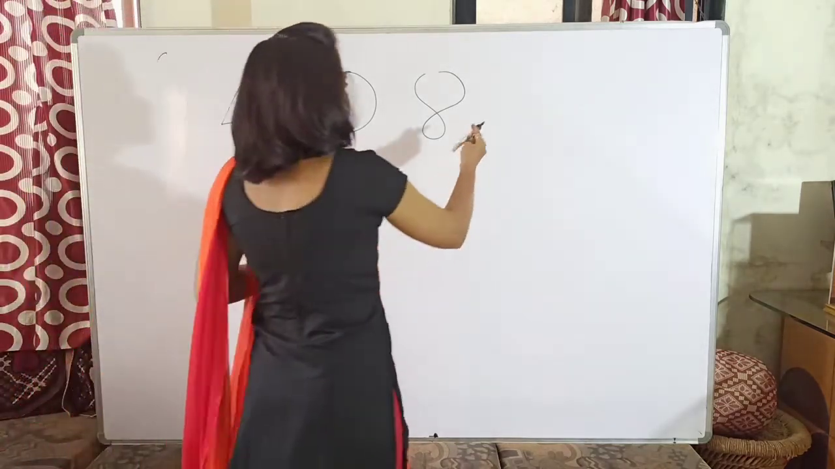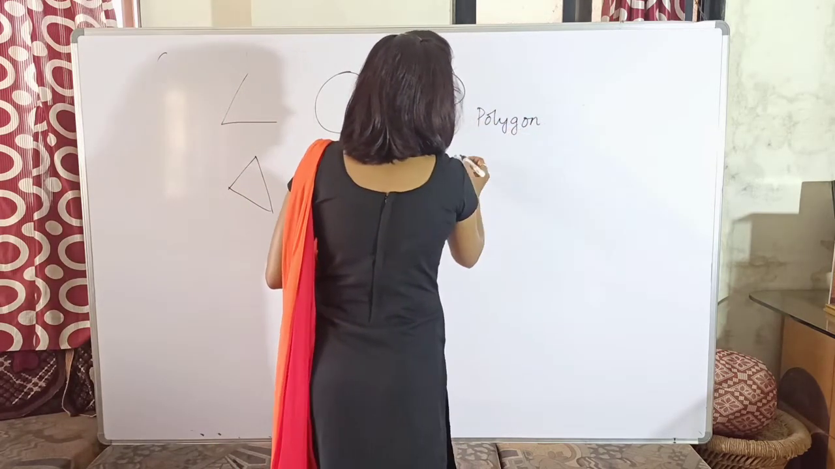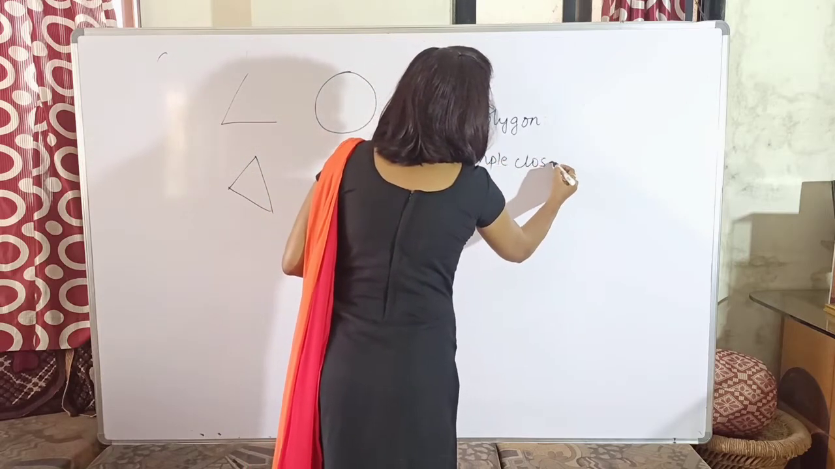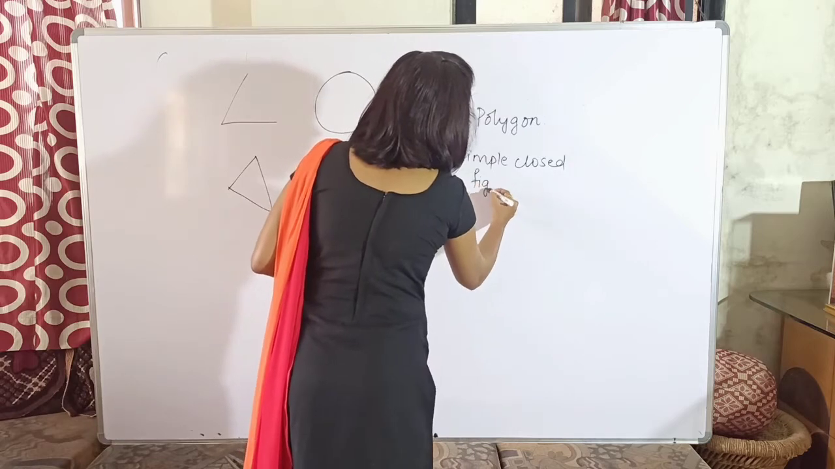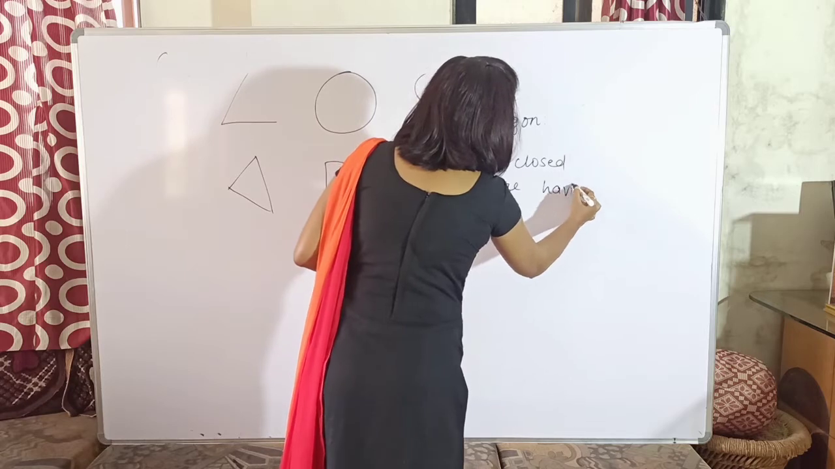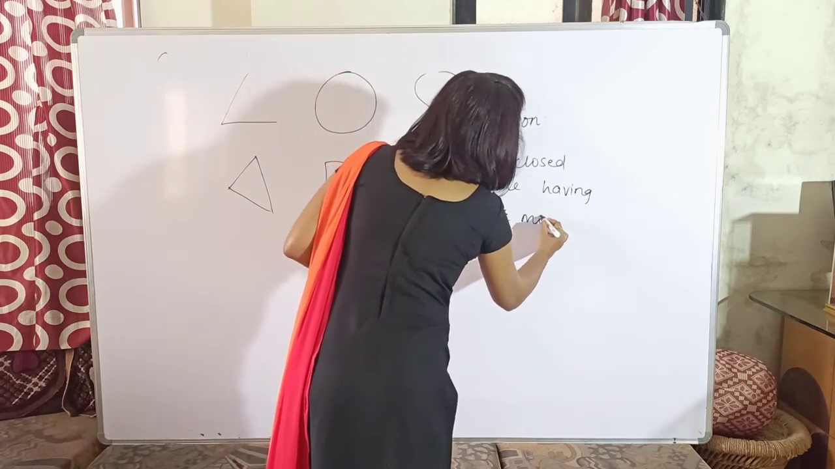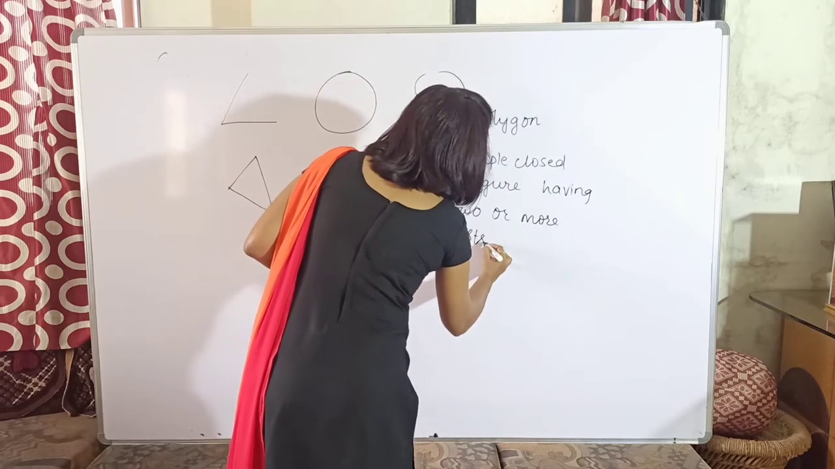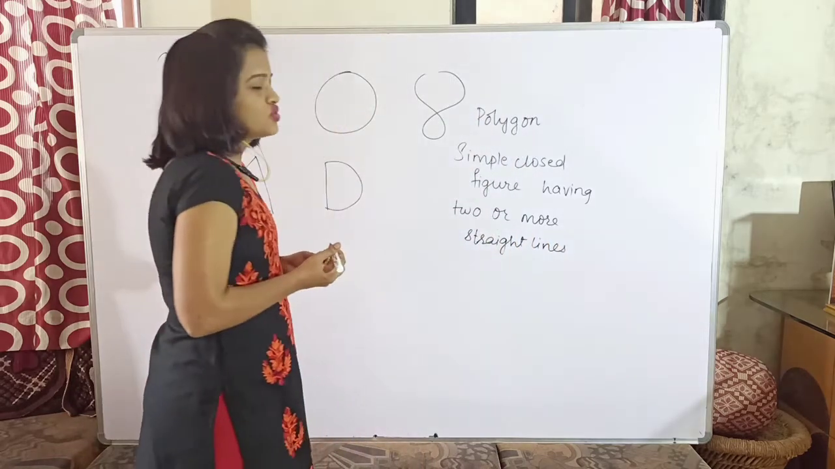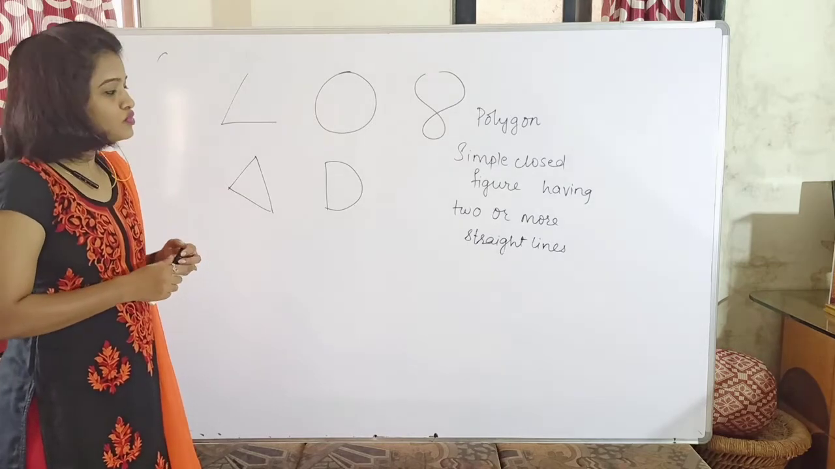So the definition of polygon says that a polygon is a simple closed figure having two or more straight lines. So a polygon is a simple closed figure which is having two or more straight lines.